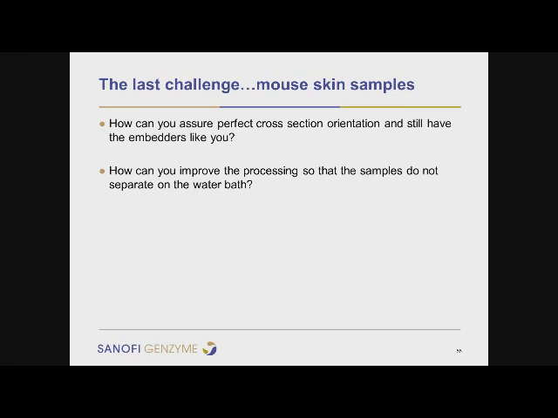So your last challenge is these mouse skin samples. How can you assure perfect cross-section orientation and still have the embedders like you? Like Sheila said, this was a large study. I think there were 60 animals. We were taking 2 samples from the back and 2 samples from the feet. And so the embedders had to stand all of these little pieces exactly straight up and down as best possible. So how can you improve the processing so that the samples don't separate on the water baths? Well, we use tissue orientation gels in order to do this.